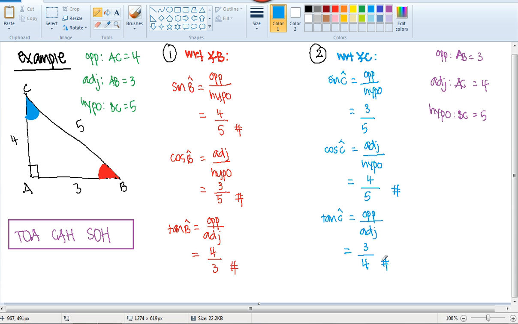Okay, so notice that with respect to two different angles, right, the corresponding trigo ratios will also be different. Because we are making reference to different angles, the three sides as identified will just differ accordingly.